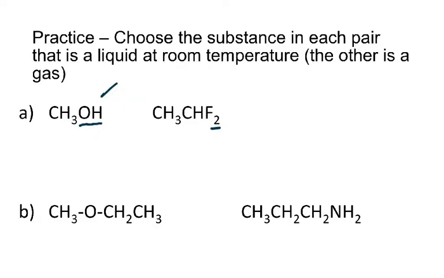And then over here, the one on the left has an oxygen in the middle, but there's no hydrogen. And the one on the right has an NH2 group, and remember, NH is one of the ones you have to look out for. So the one on the right here is capable of hydrogen bonding, and so it is a liquid at room temperature.